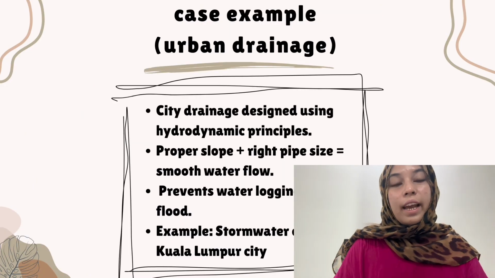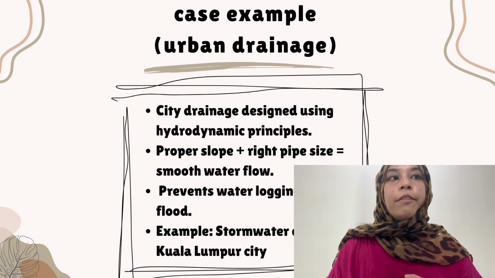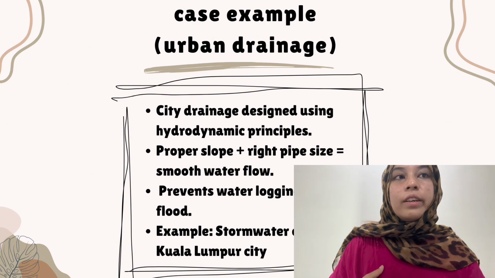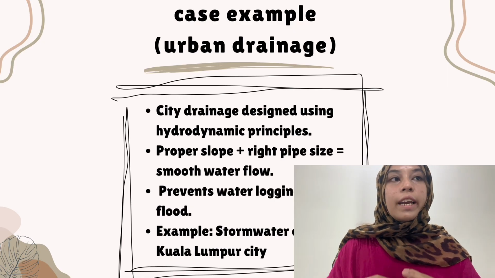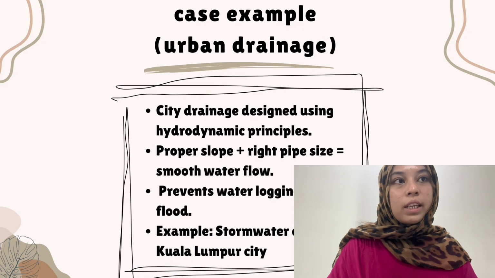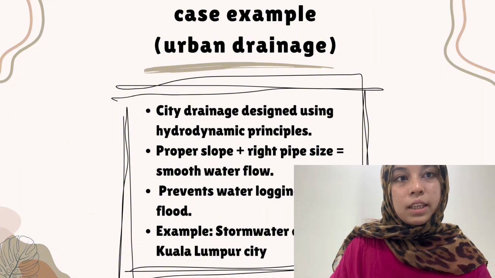So let's take an example for urban drainage. In big cities, heavy rain can cause flash floods. By applying hydrodynamics principles, engineers can design the right slope and pipe size to move stormwater quickly. This prevents waterlogging and protects the community.